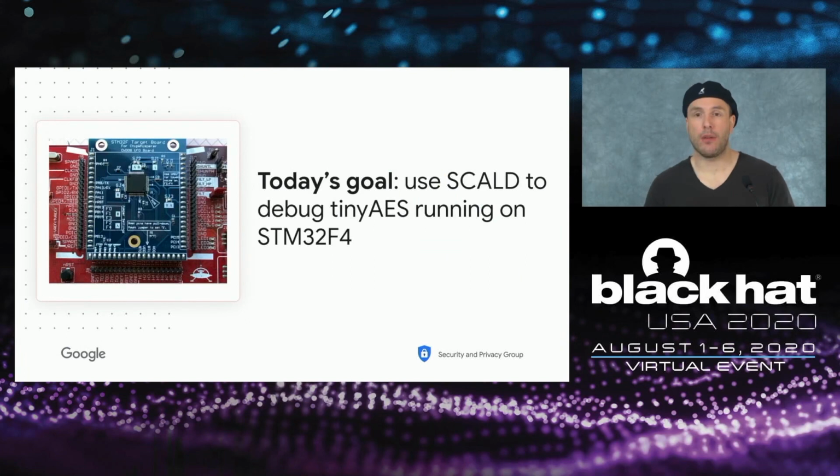So to make it very concrete, today I'm going to show you how we can use SCALD to find where a TinyAES implementation running on an STM32 F4 is leaking. This is obviously an unprotected implementation, TinyAES, which is running on a well-known ARM CPU. And this combination of TinyAES and STM32 is what we call a target, because as I said, the side channel attack is due to the interplay between the implementation and the hardware.